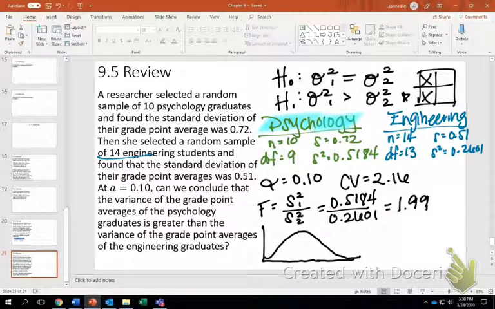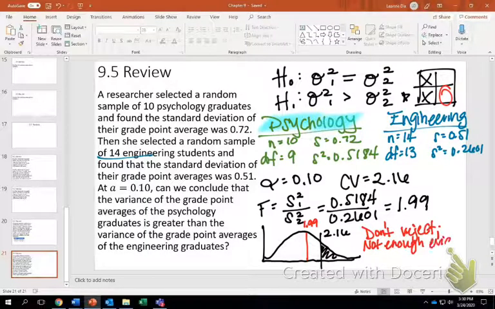So I can draw my picture, which will look something like this. My critical value, I said earlier, is going to be at 2.16. Take my test value. My test value is a little bit short of that. It's 1.99, and it is not in the shaded region, so I would not reject. Don't reject. All right, which would be the statement down here. If you write it out, it should say there is not enough evidence to support the claim.